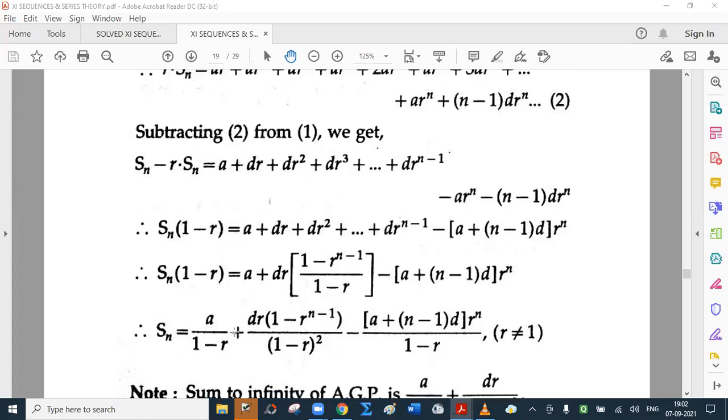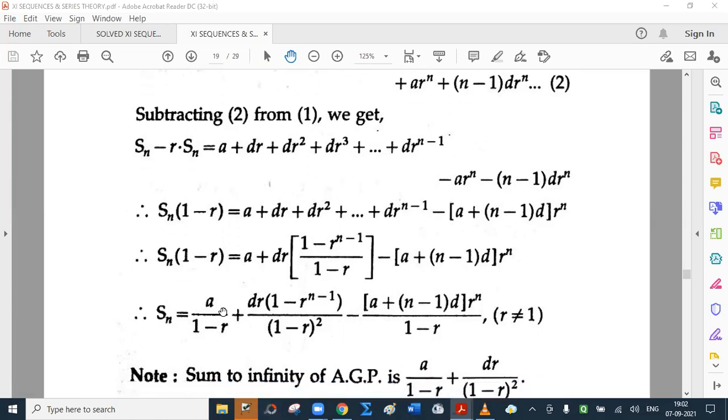Now the common ratio is not equal to 1, so we divide throughout by 1 minus r to get Sn equal to a upon 1 minus r plus dr into (1 minus r raised to n minus 1) upon the square of (1 minus r), minus this upon 1 minus r. See, if you have understood the proof, the result can be remembered. I won't say easily, but if you write this 10-15 times, then you will definitely remember this result.